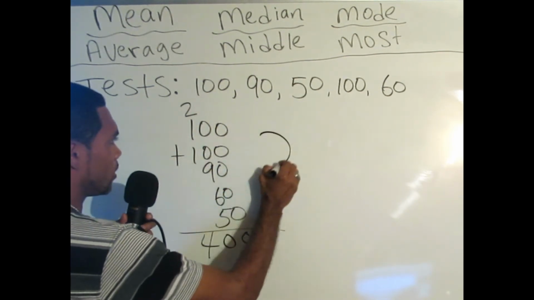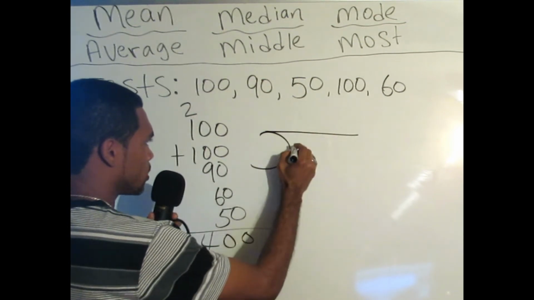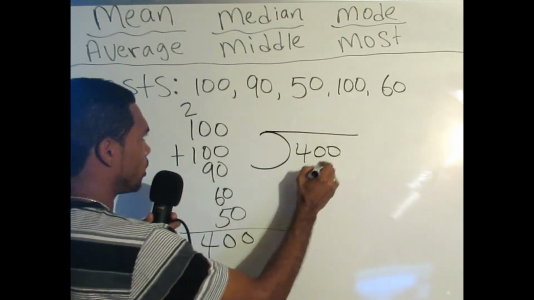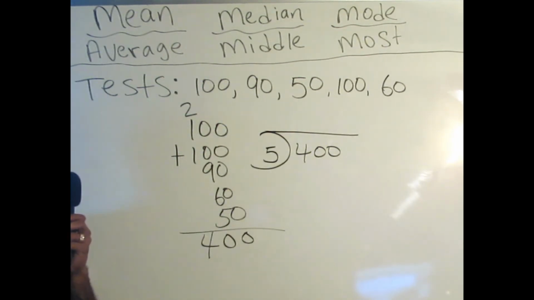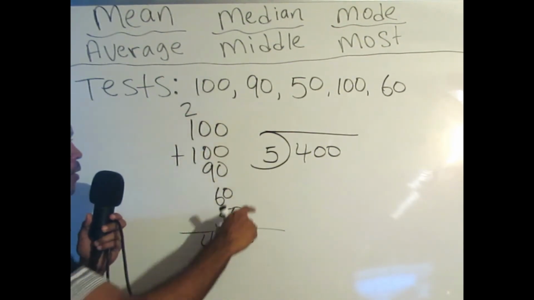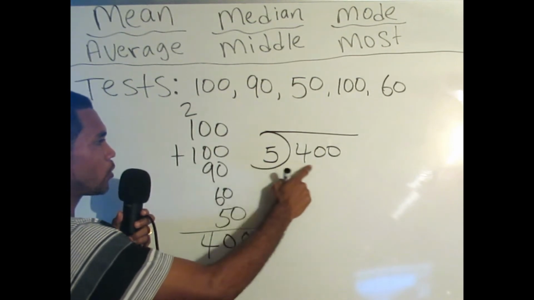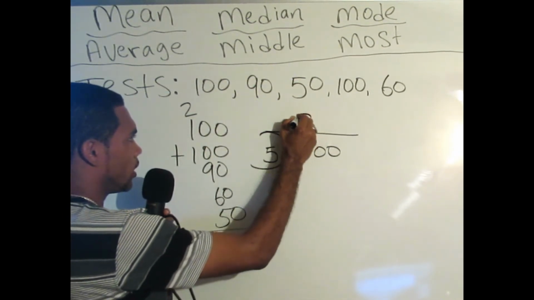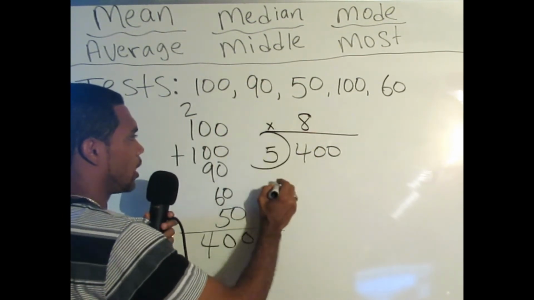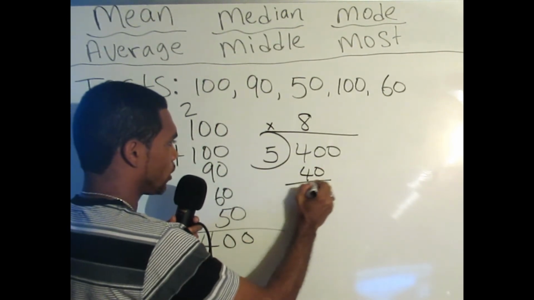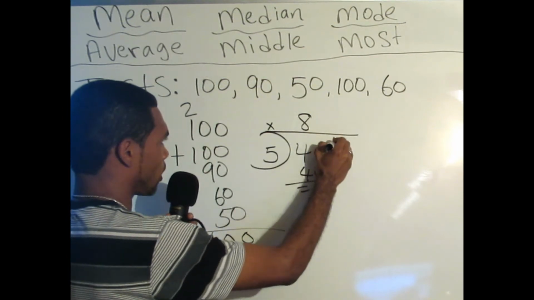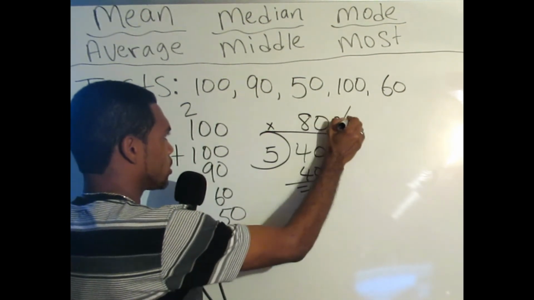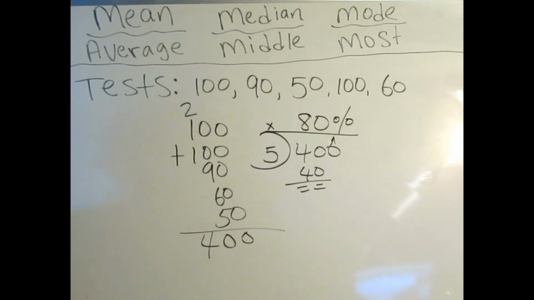Then the second step is to divide. So we're going to divide that 400 by 1, 2, 3, 4, 5, by the 5 tests that the student took. So 5 cannot go into 4, but 5 can go into 40 perfectly 8 times. And 8 times 5 is 40, and we are left with 0. We've used up all our numbers, so we carry up the 0. So the student overall passed with an 80% average.